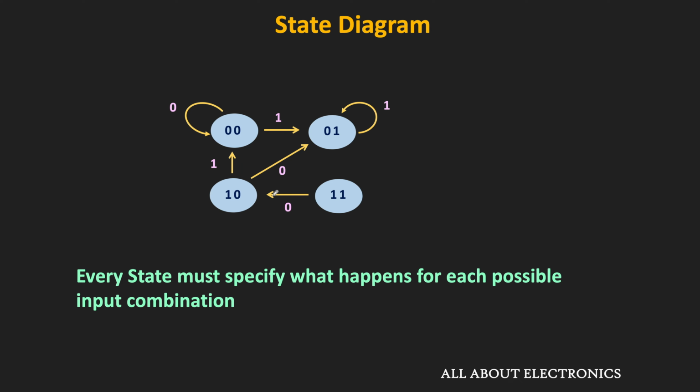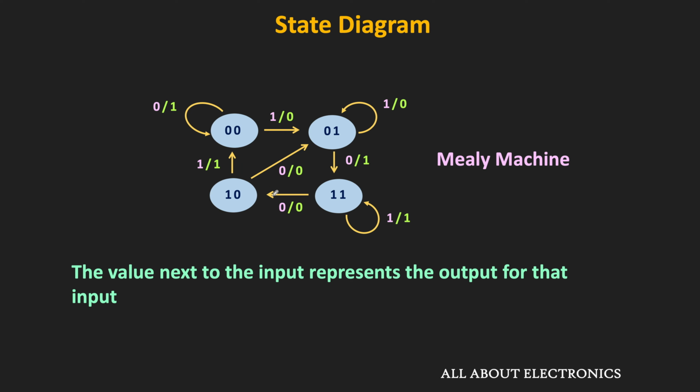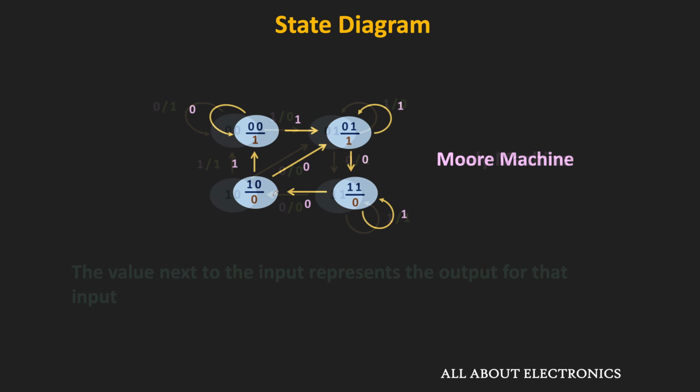If the state diagram is of a Mealy machine, then the value next to the input represents the output corresponding to the given input. And we have seen that in the state diagram of a Moore machine, the output is represented within the circle itself, because in Moore machines the output is a function of only the present state of the memory elements. So in the previous video, we have seen some basic information about the state transition diagram.